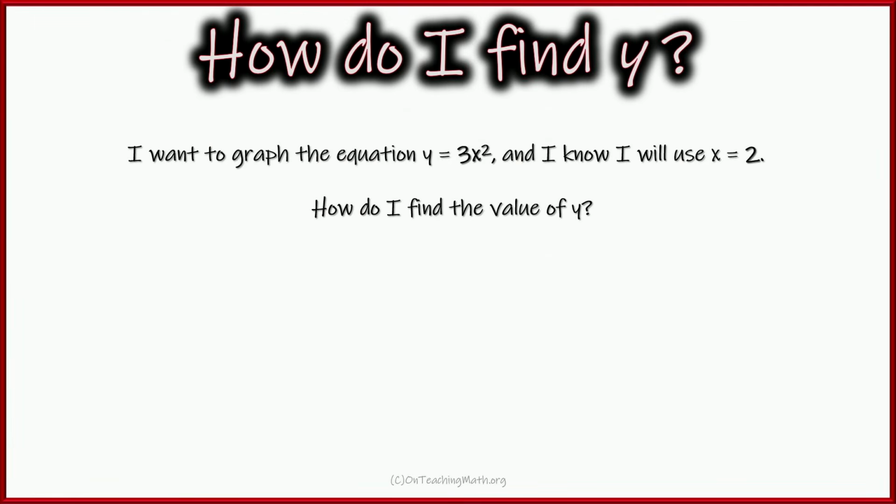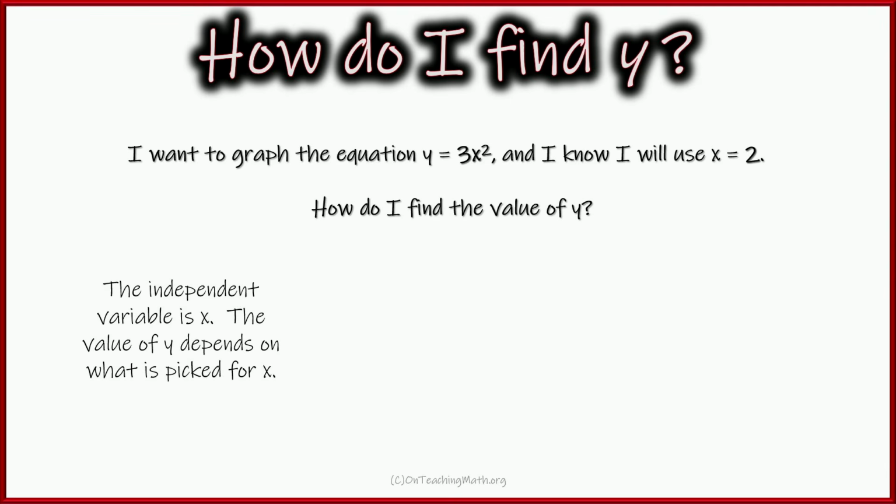All right, next question. How do you find y? So you're going to be graphing quadratic equations. They make these weird shapes called parabolas, and it's a good idea at the very beginning to be using a t-chart. So how do you figure out what is y when you know that x is a certain value? Like here, for example, we have y equals 3x squared, and we want to know, what does y equal when x is equal to 2?